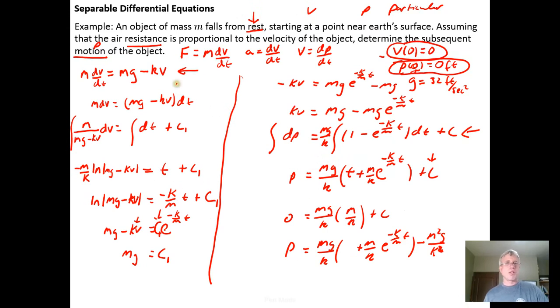So in the homework, what you're going to do is do the same problem, but you're going to be assuming that air resistance is proportional to the square of the velocity. That will be the tweak in the homework assignment.